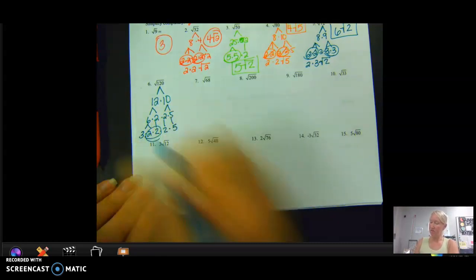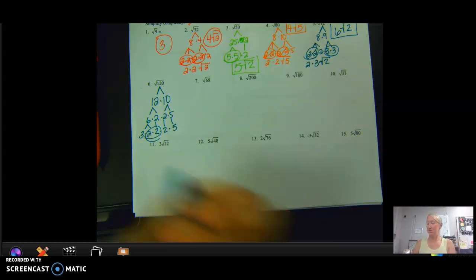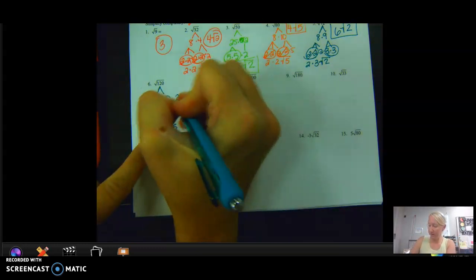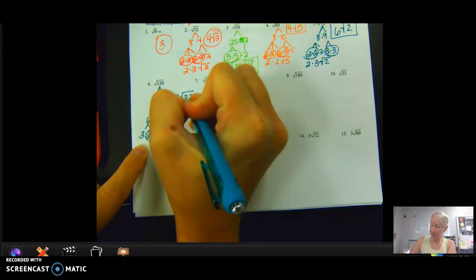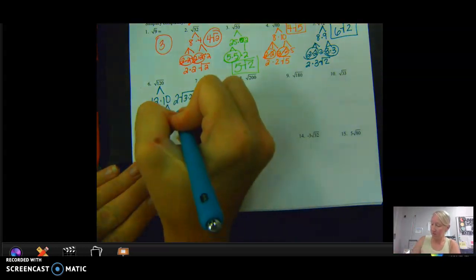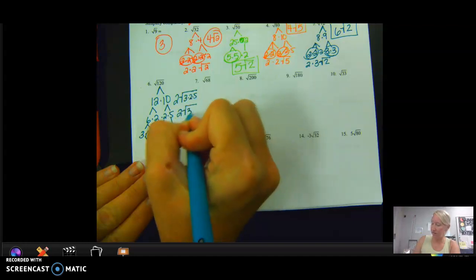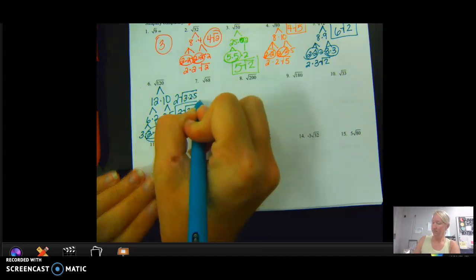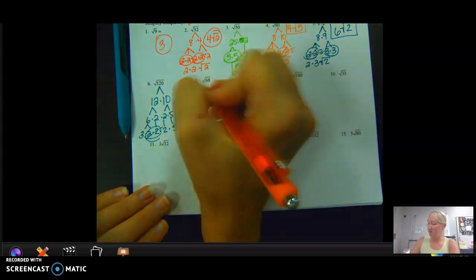I have a pair of 2s, and that is my only pair there. Okay? 2 times 2 is 4. Square root of 4 is 2. Big square root symbol, that's gone. I'm left with 3, 2, and 5 on the inside, and that is okay to have that many numbers on the inside. But make sure that you multiply them now. So 2 is on the outside. Square root of 3 times 2 is 6. 6 times 5 is 30. Okay? There's not a lot of room here, is there?